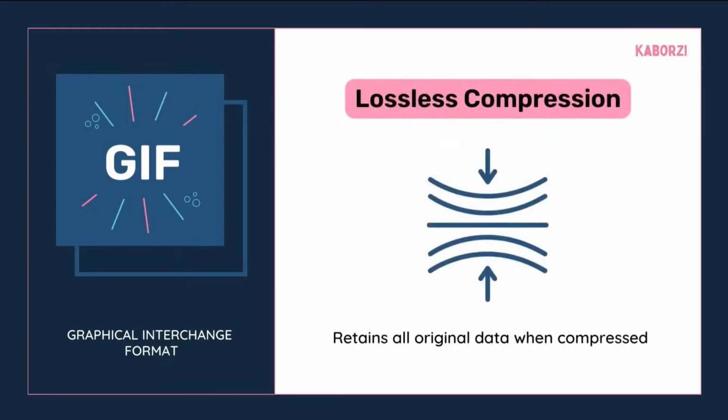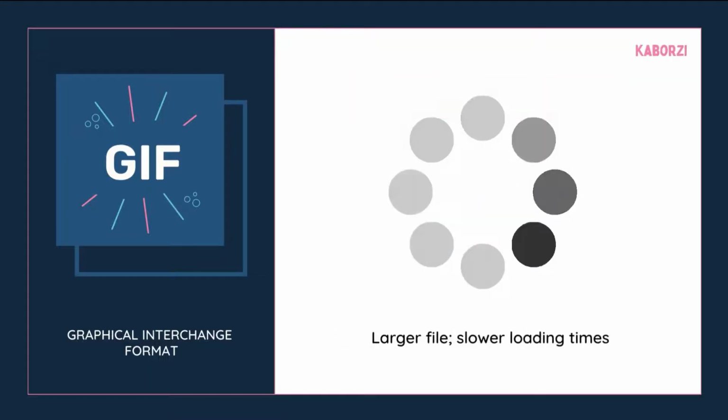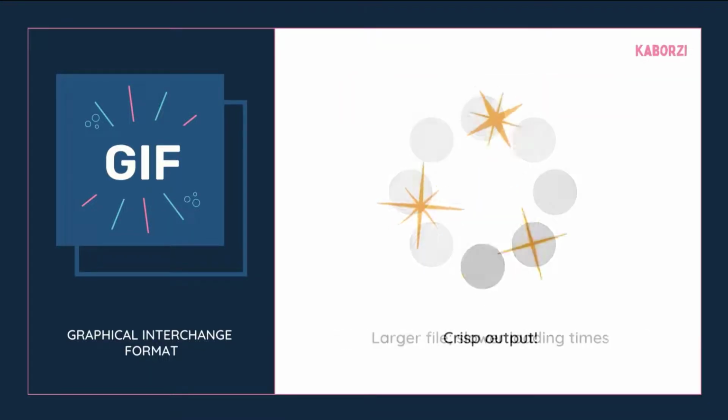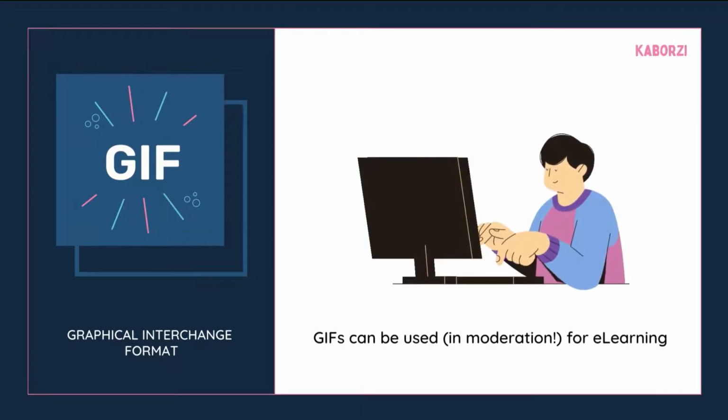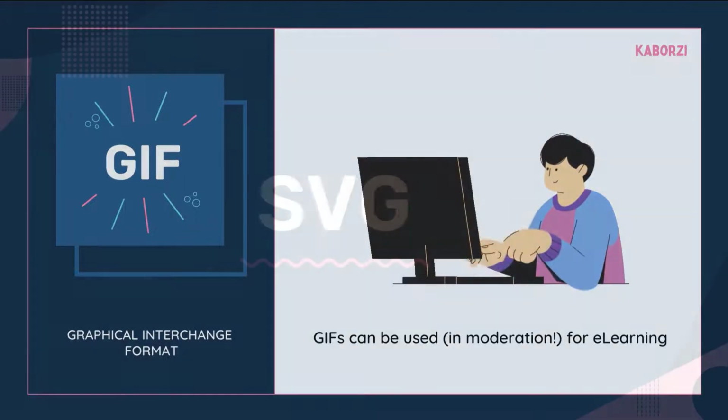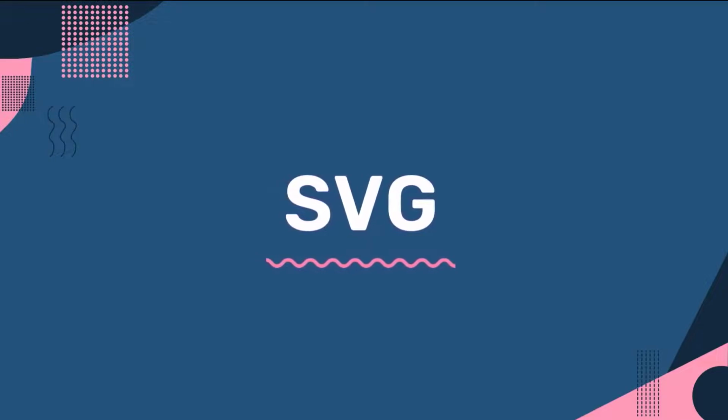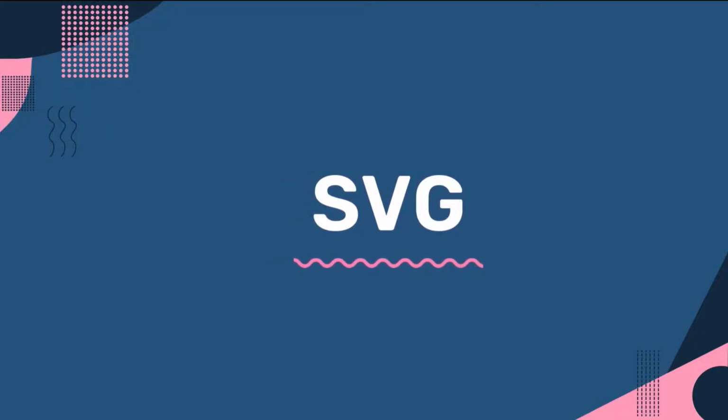Like PNGs, GIFs are also saved in a lossless format, meaning that no image quality is sacrificed when they're saved. Again, this leads to larger file sizes and slower loading times, but a really crisp output. GIFs are popular in today's meme culture, but they also have some applicability when it comes to e-learning design, especially for basic animation.